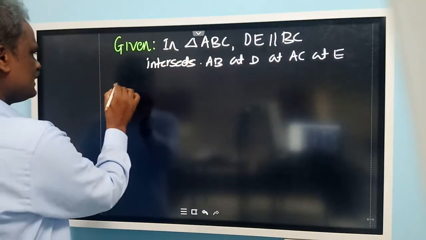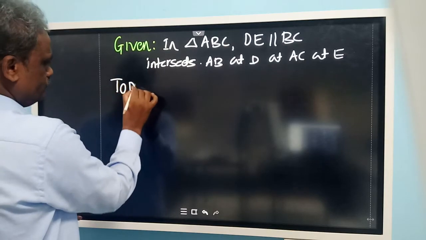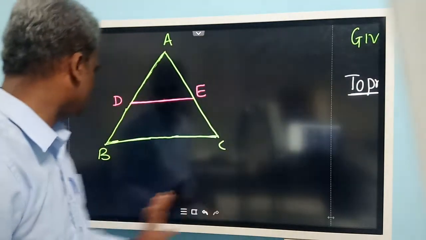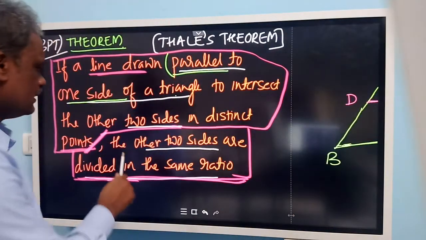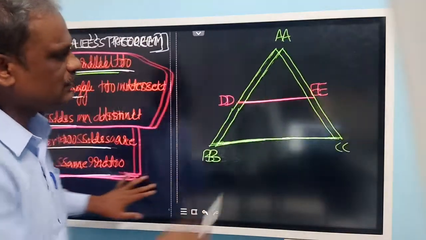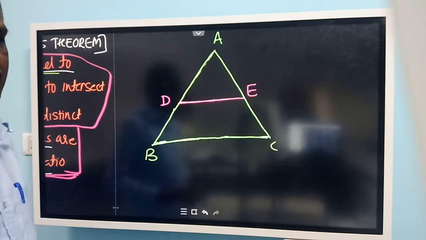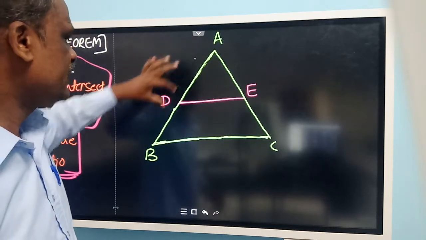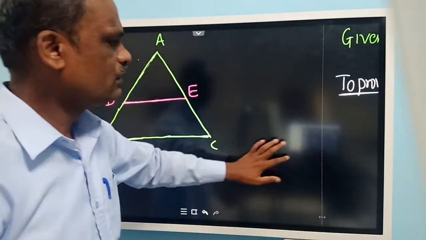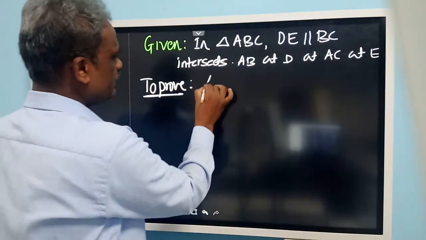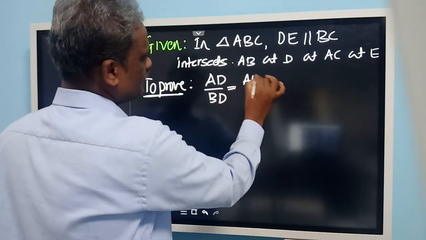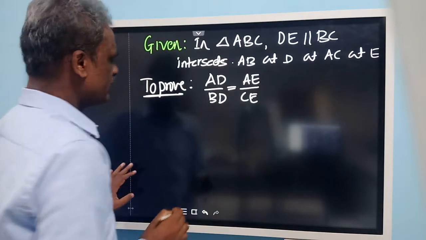Now, what is to be proved here? We have to prove that, see, the conclusion you have to write. What is the conclusion here? The other two sides are divided in the same ratio. So here, which are the other two sides? That is AB and AC. They are divided in the same ratio. So that means AD by BD is equal to AE by CE. So you have to write here, to prove that AD by BD is equal to AE by CE. So this we need to prove here.